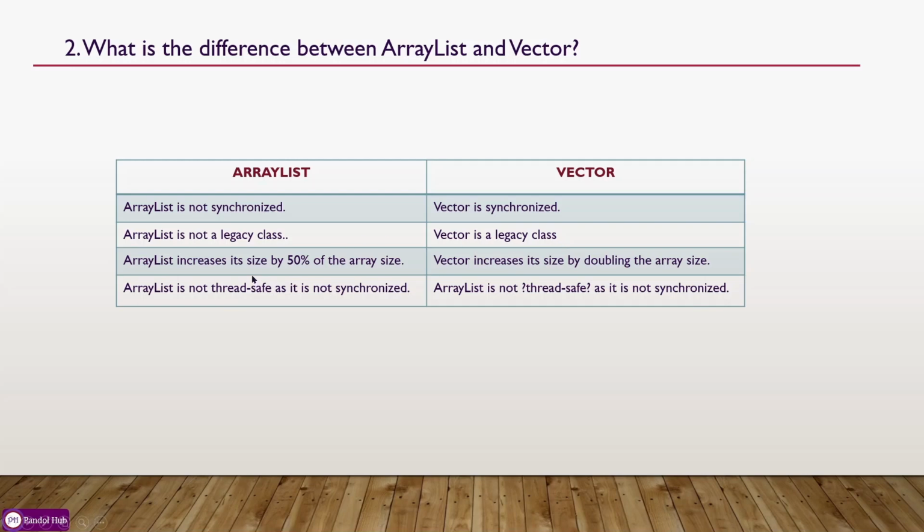Array list increases its size by 50% of the array size. Vector increases its size by doubling the array size. So whenever you create an array list and it gets full by adding elements, it increases its size by 50%, whereas vector just doubles the size of the existing array when it gets full. Array list is not thread safe. As I already mentioned, it is not synchronized, so it is not thread safe, whereas vector is thread safe.